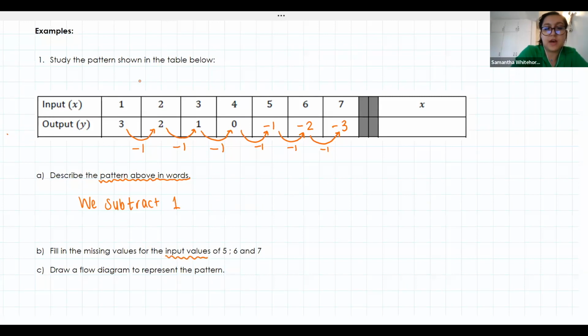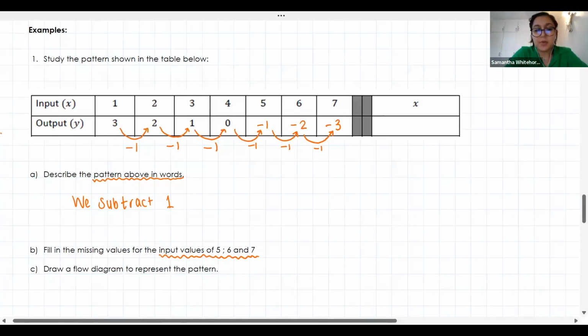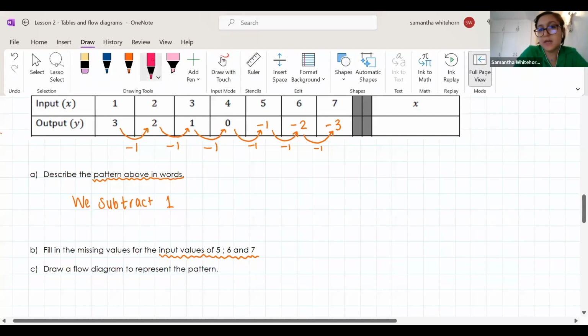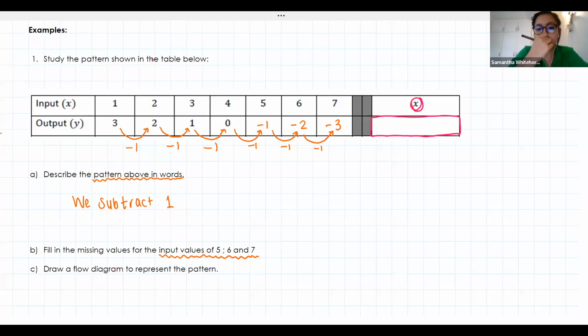All right. So in looking at our pattern, we have been able to describe our pattern in words, and we have found the output values for these input values. We filled in our table. Now what we want to do is try and describe a rule. So whenever in a table you see this last block, and sometimes it's another letter, but sometimes we've got this last block with our input of X, what we want to do is describe the rule here.